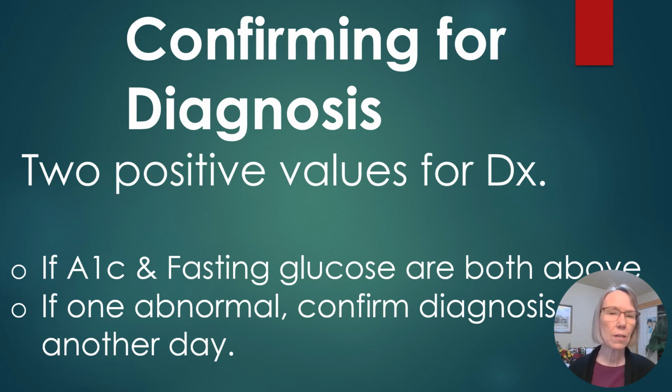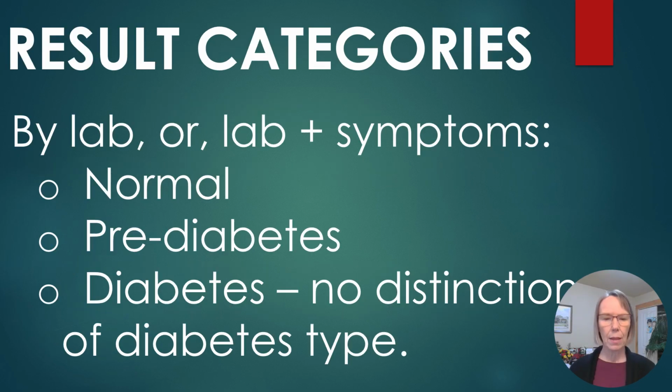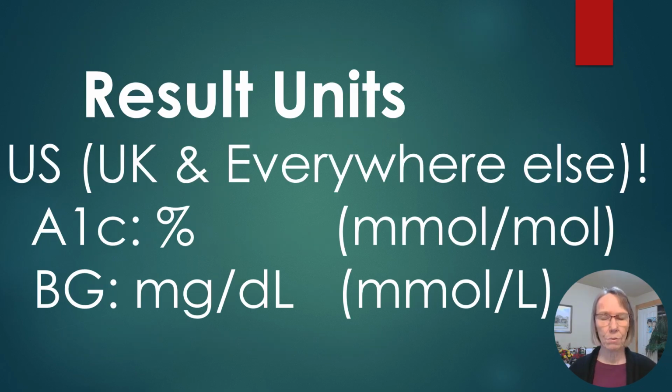So confirmation of the diagnosis of diabetes takes 2 results, except if you go in with symptoms of high blood sugar and the lab comes out positive. Otherwise, you need 2 results. They can be on the same day, or if you have to go back, to get a confirmation test on another day. So the result categories are either normal, prediabetes, or diabetes. Glucose numbers don't differentiate type of diabetes.